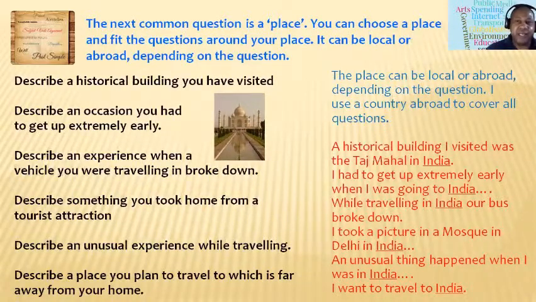Now, another thing, the last thing we're looking at here today is a place, a common place. Often you will get asked about a place, either a place you would like to visit, a place you have visited, a place you enjoyed visiting, a place you didn't enjoy visiting, so there's lots of different questions that are similar. Now you can choose a place and you can adapt that to anything. So you can choose a place to fit the questions around the place. It can be local or abroad, depending on the questions.